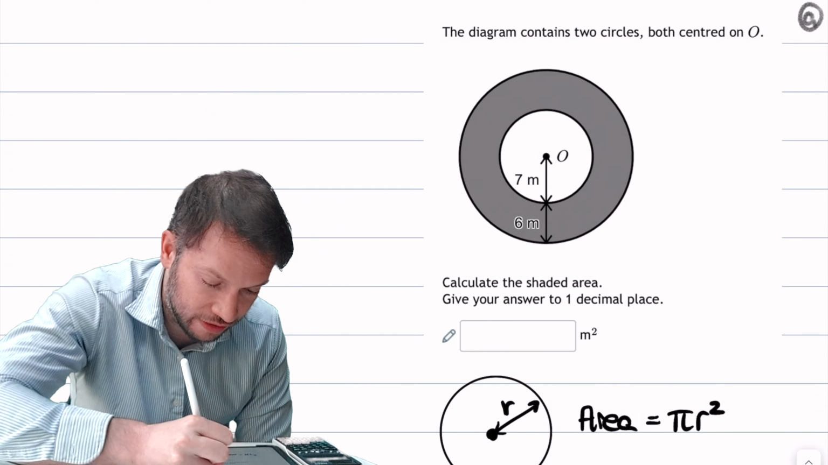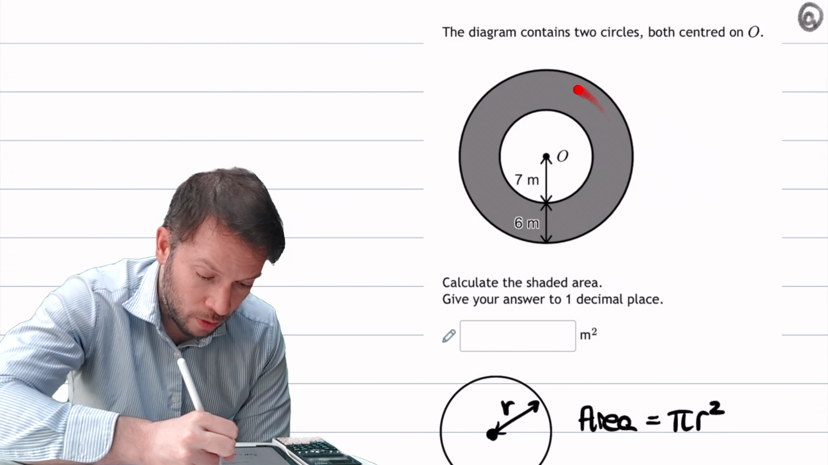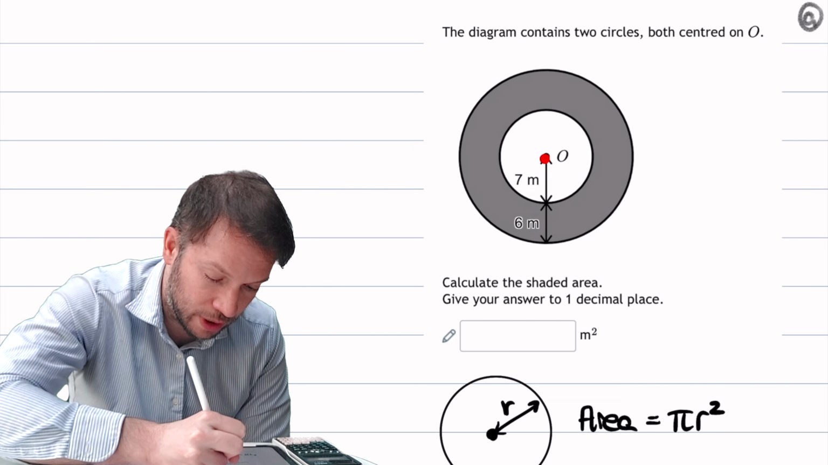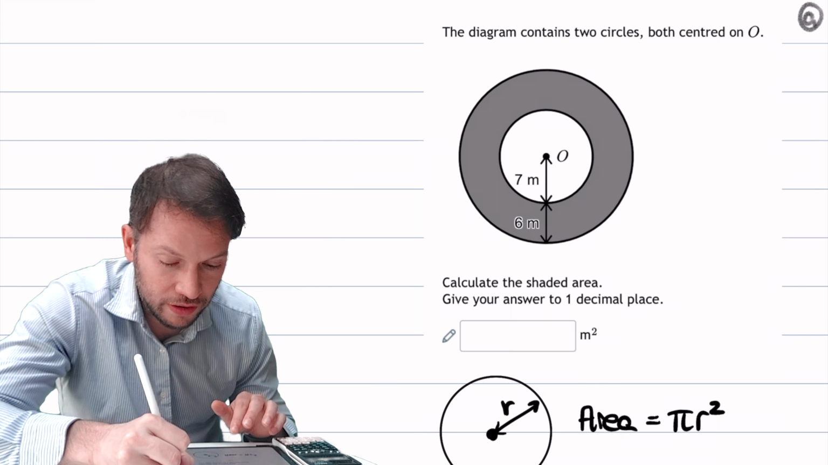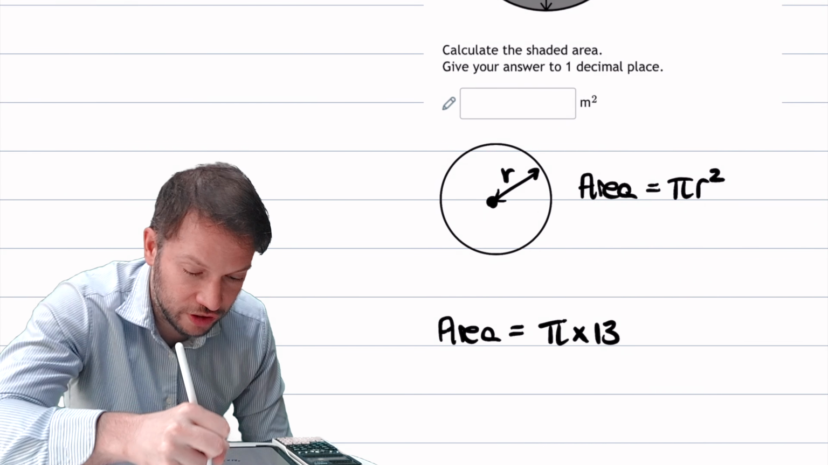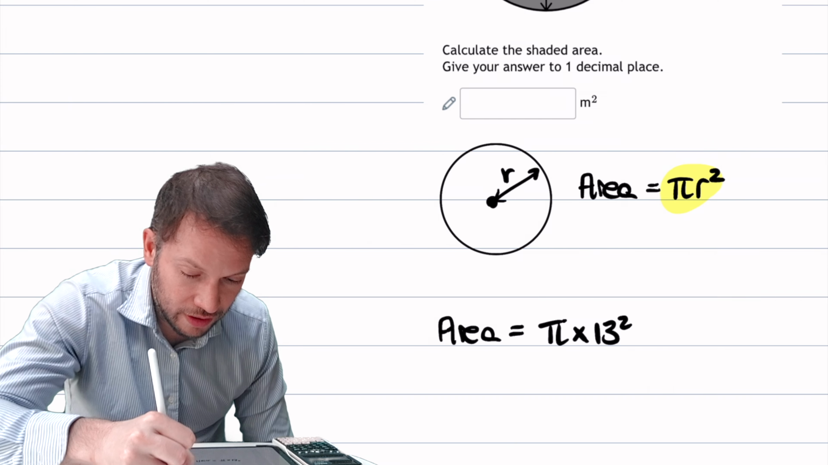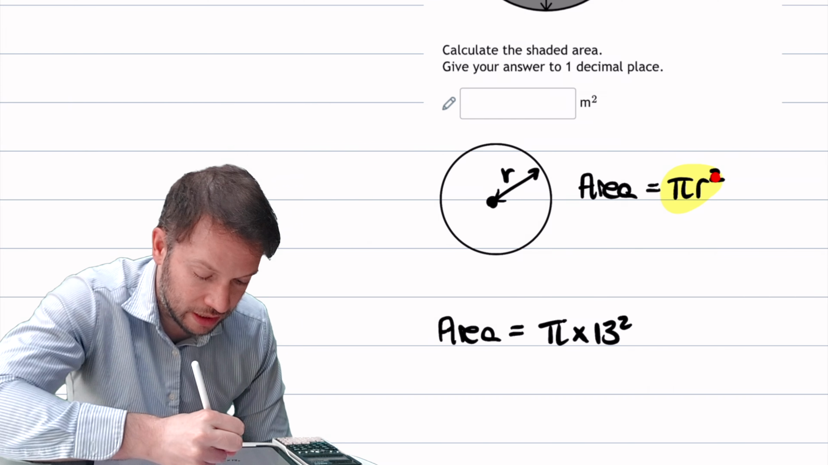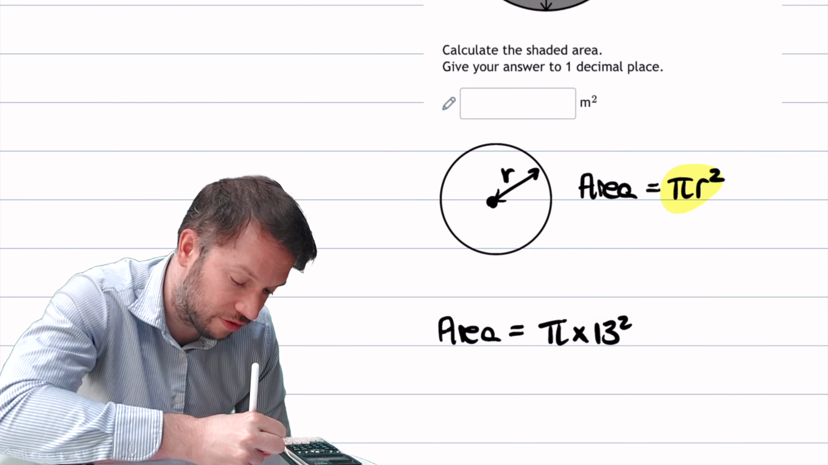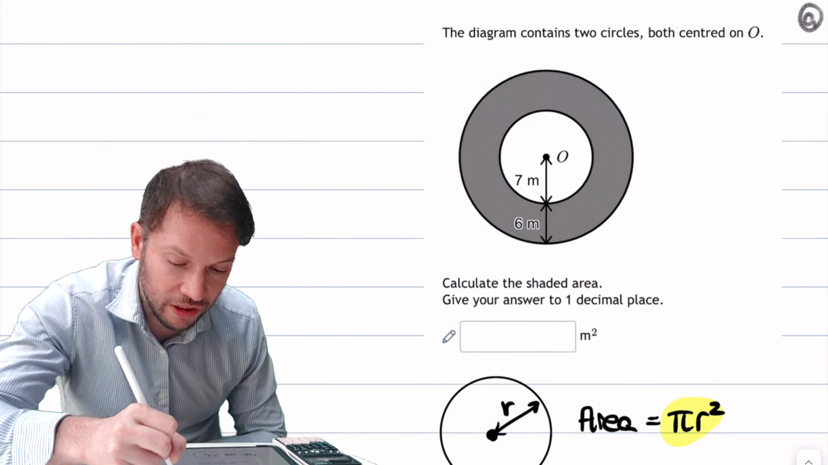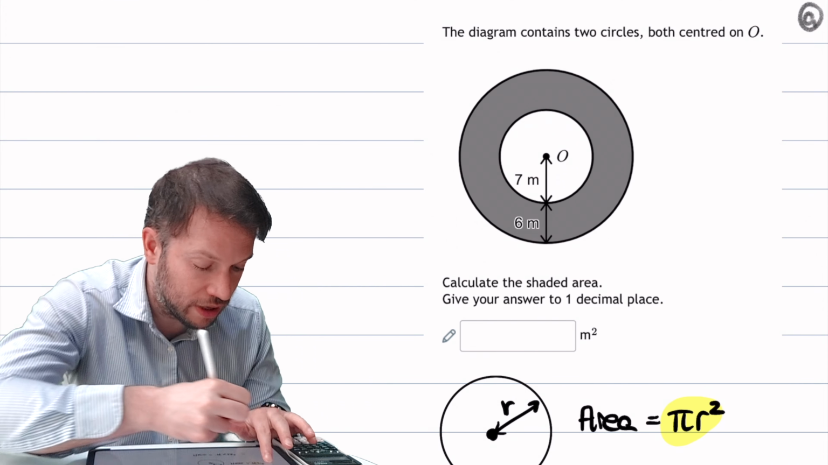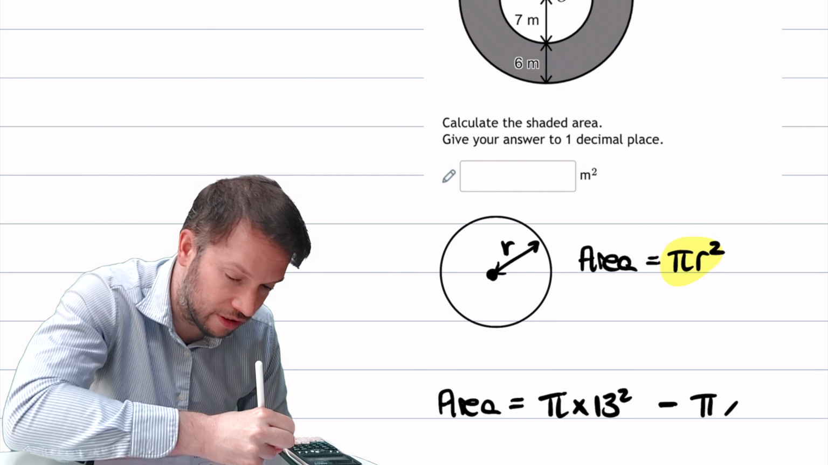What's the radius of this outer circle? From the centre to the edge, you can see it's the 7 plus the 6, which is 13. So it's going to be pi multiplied by 13 squared. We've just used this formula: pi times the radius squared. Then, as we said, we subtract the area of the circle inside. The radius of this inner circle is 7, so we subtract pi times 7 squared.